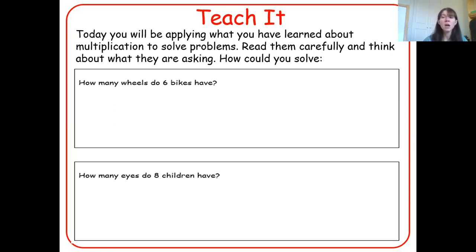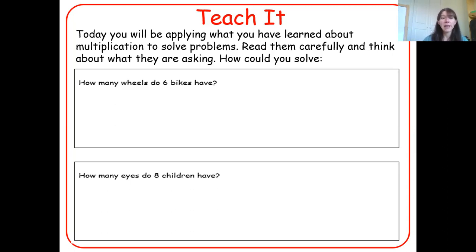So in a moment, I'd like you to pause me, and you can go and get whatever equipment you want to use. Remember, you might use pens, you might use bugs, you might have different toys around the house. So you could get things and do it practically, or you could do it drawing pictures and using arrays. But have a go and then come back to me.